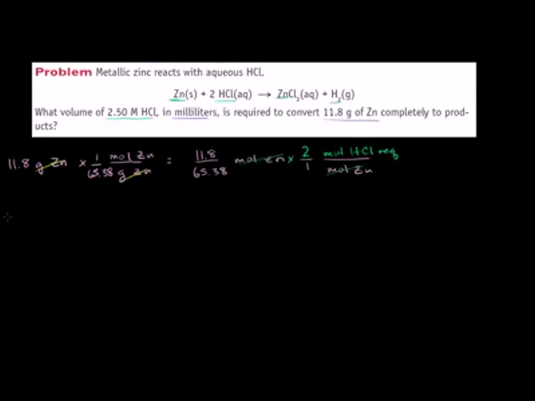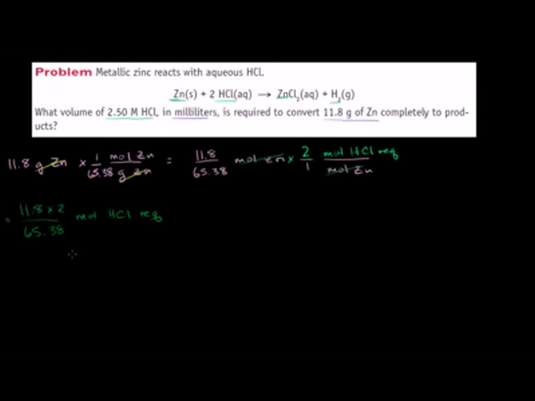And what does this give us? I'm not even going to do the math, it's 11.8 times 2 over 65.38. And then we're left with moles of hydrochloric acid, HCl, required.